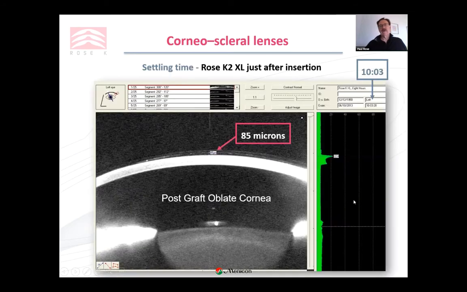This was sent to me from an Italian practitioner who had fitted XL and wanted to know about the settling. So you can see here at the time... So when the lens was first inserted, he had 85 microns of clearance.